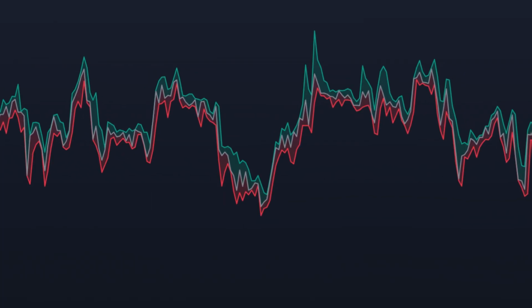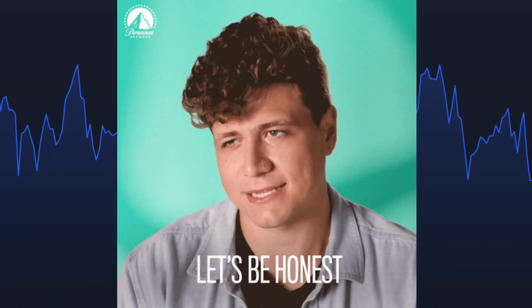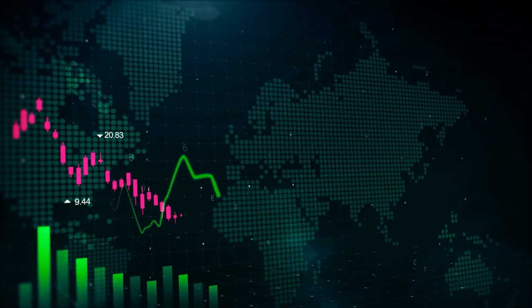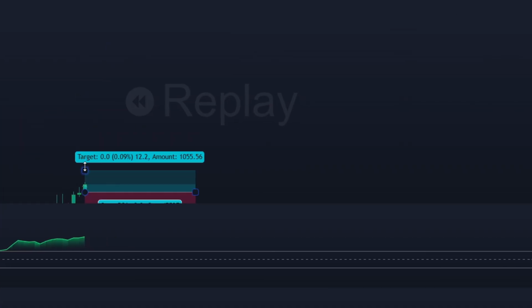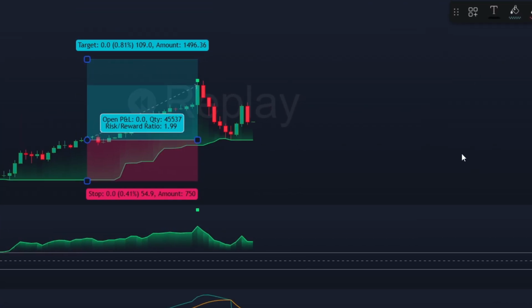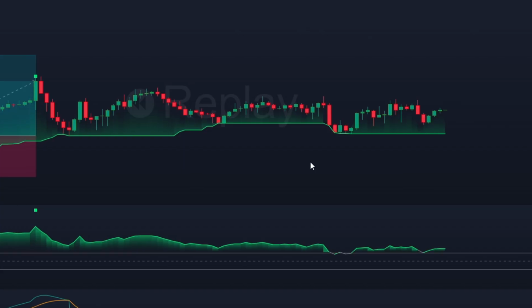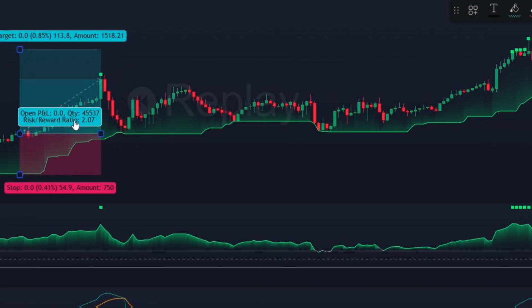Now, there are hundreds of indicators on TradingView that promise to help you find a trend, but let's be honest, most of them either lag too much or give you mixed signals. But what if I told you there's a brand new indicator that just dropped on TradingView that changes the game when it comes to spotting trends? Yeah, you'll want to stick around for this one.